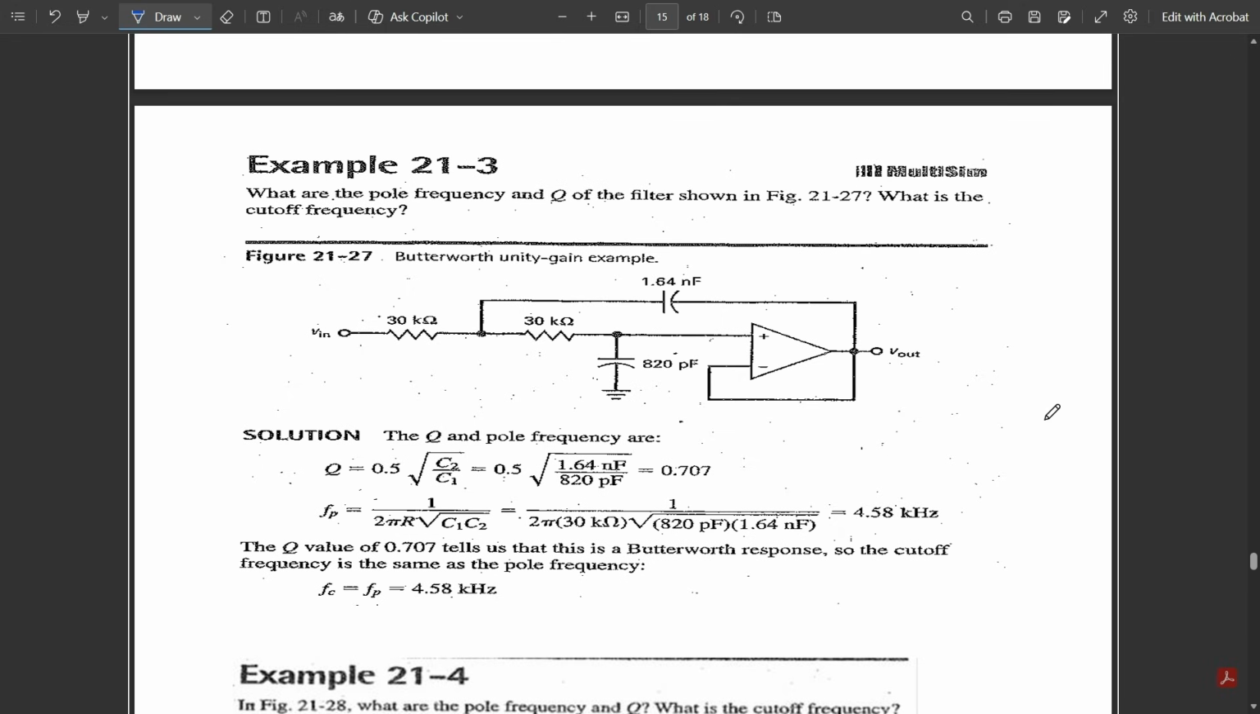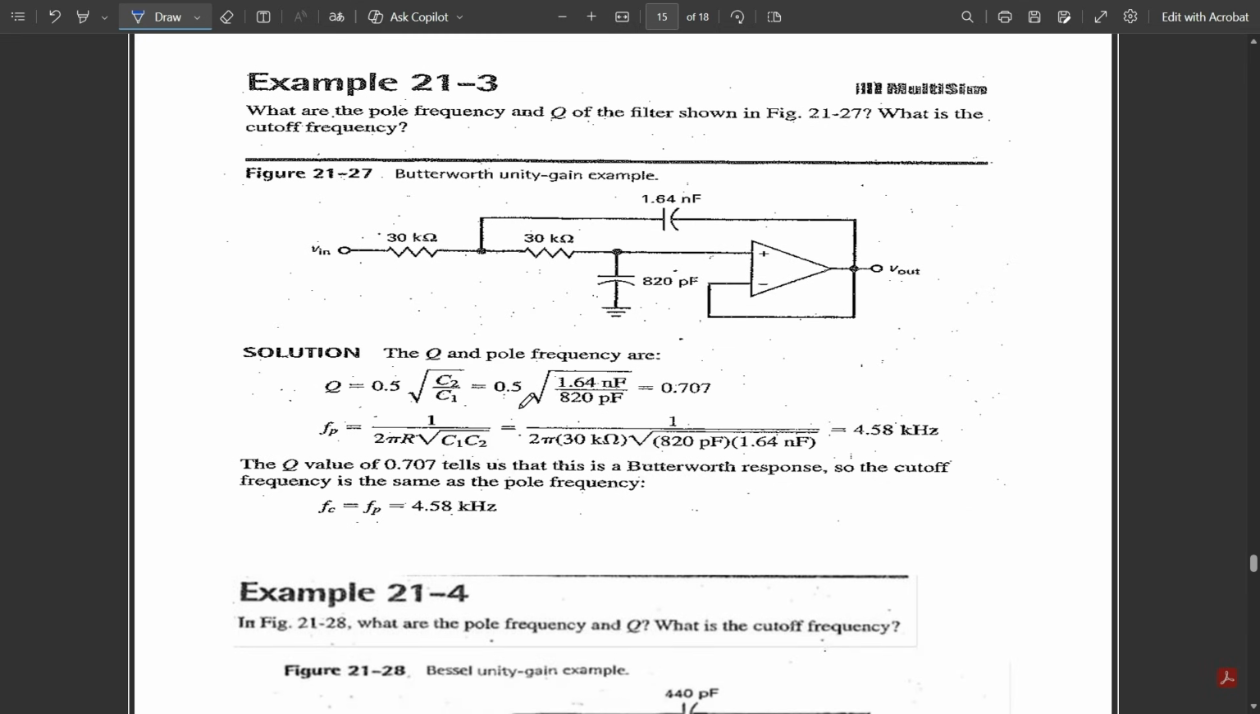In this non-inverting amplifier circuit, we have two resistors and two capacitors. That's one thing. One more way to identify whether it is a second order filter or not is by checking the resistor values. You see here, these two resistors have the same values. Resistor values would always be the same in the case of second order filters. You should remember it. So in this circuit the values of the resistors are the same, that is 30 kilo ohm, and here we have 1.64 nanofarad and 820 picofarad. So these are the components given.